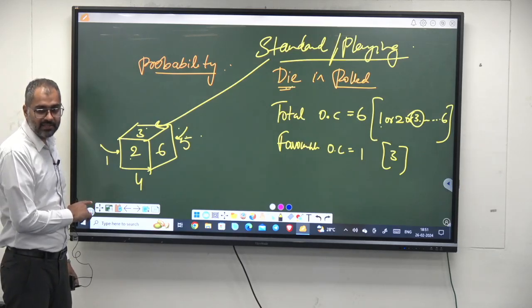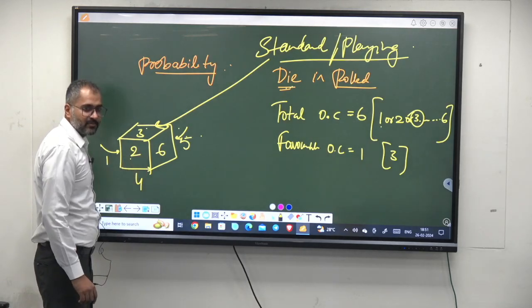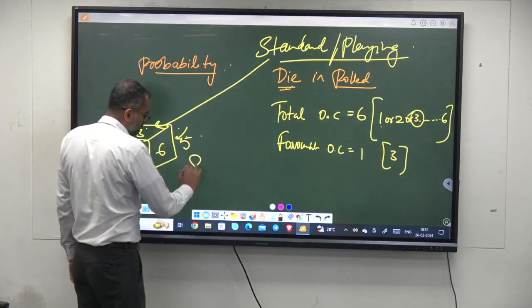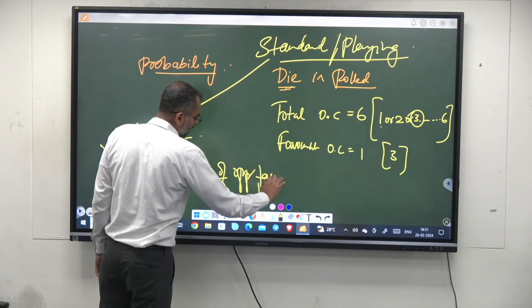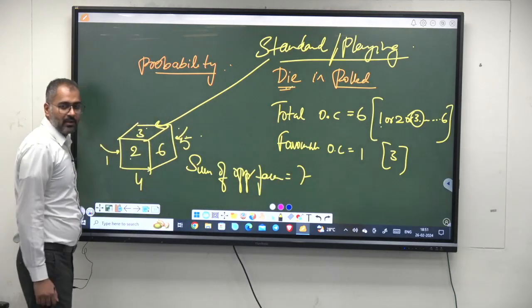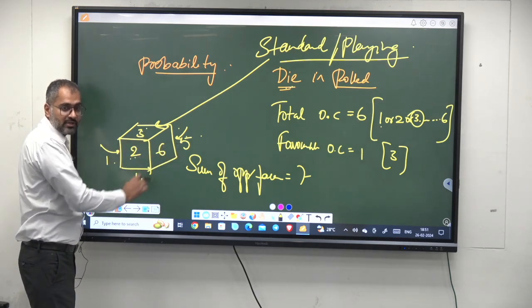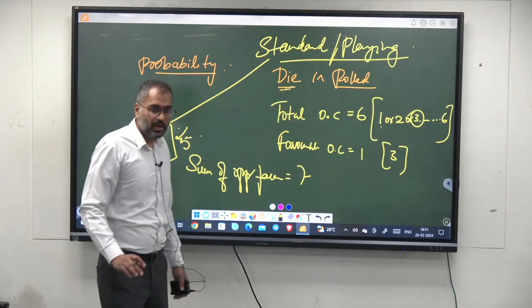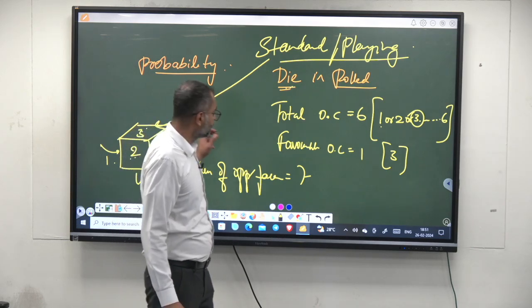If this is not the case, then the probability of winning and losing changes. This is how it will be made: the sum of the opposite faces has to be equal to 7. Then only it's called a standard playing die. Understood? Don't worry, we'll do all these things in dice logical reasoning.